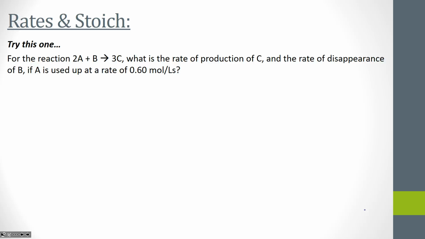If we're given the rate of A is 0.6 moles per liter times seconds, and we want to find C and B, let's start with C. We're going to get rid of A, so the moles of A on the bottom, moles of C on the top. It's a 3 to 2 ratio. So 0.6 times 3 divided by 2 should give us 0.9, and that will be moles per liter times seconds of C. And then I'm going to do the same thing, but with a different ratio for B.